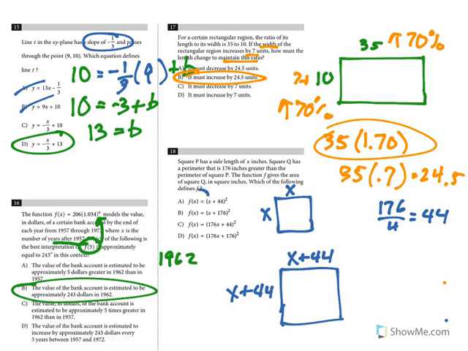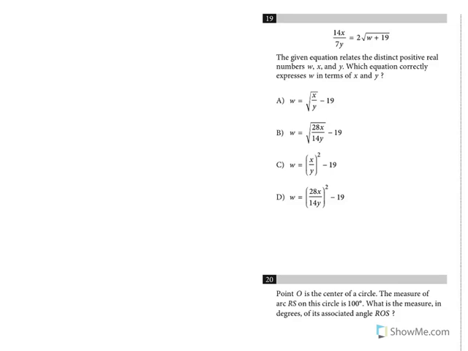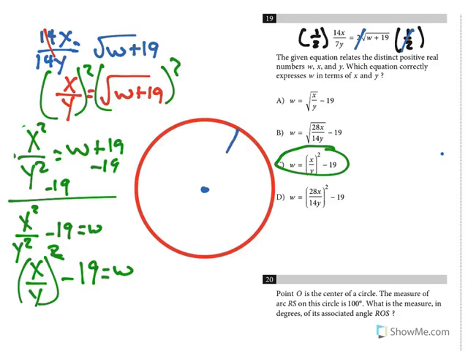Now, if I want the area, I'm going to take the side length and square it, so that should be choice A. So we're going to make our S look something like that.